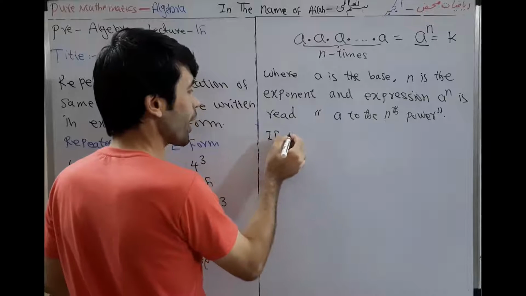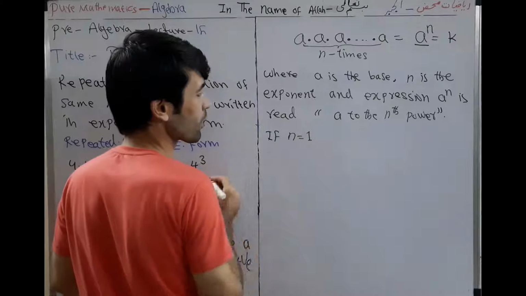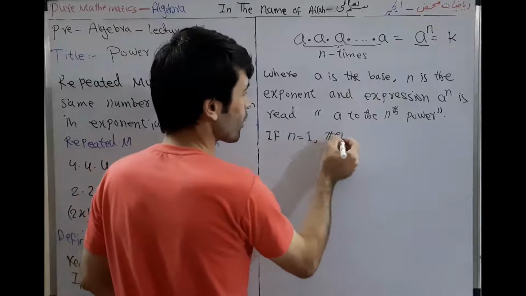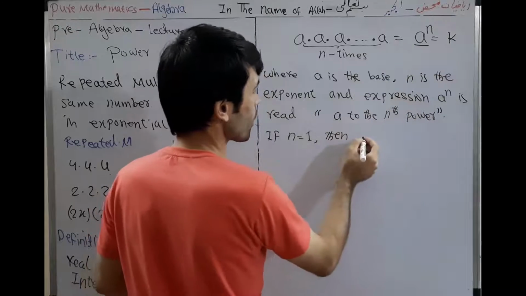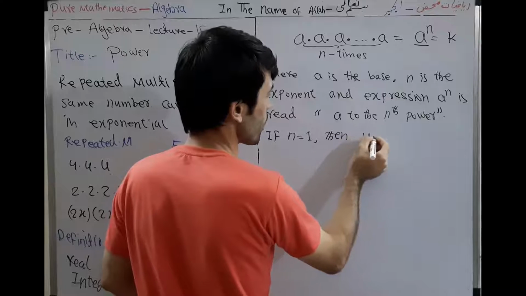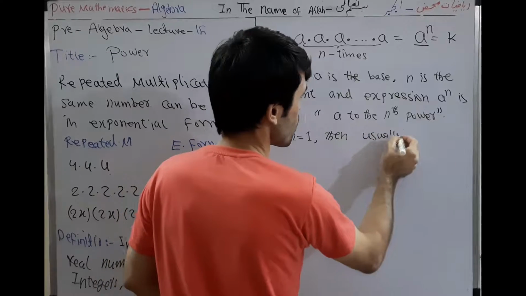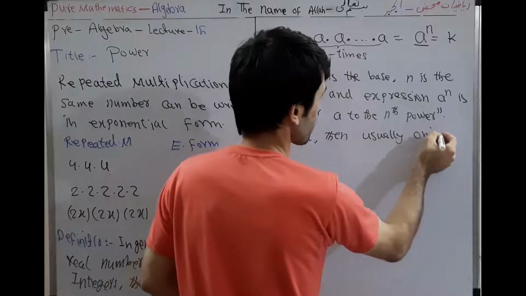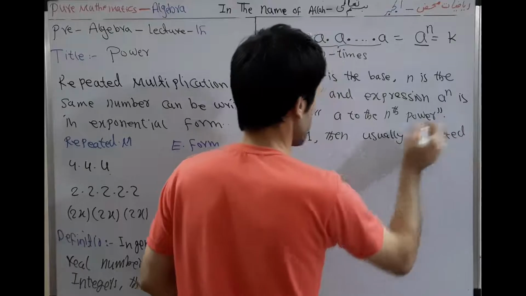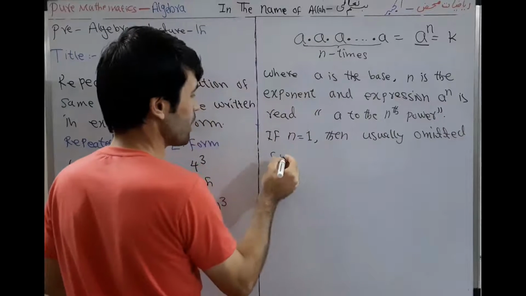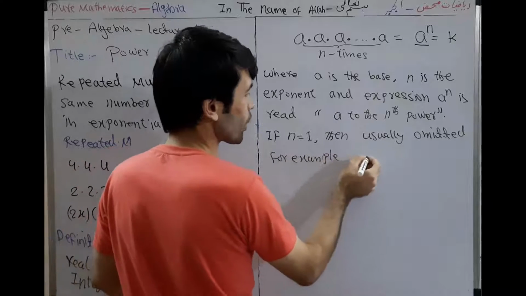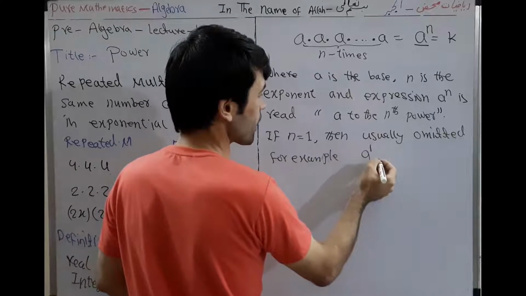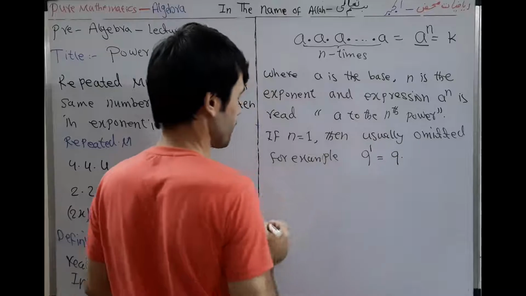If n is equal to 1, then we usually omit it. For example, if we have 9 to the power 1, it is equal to 9.